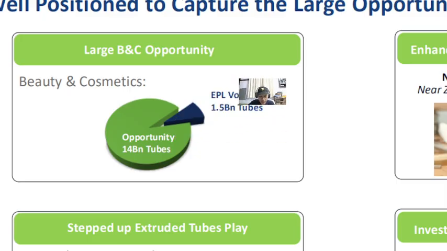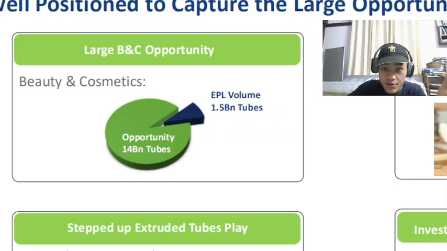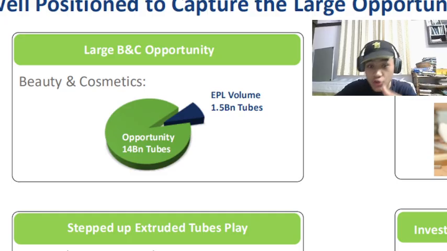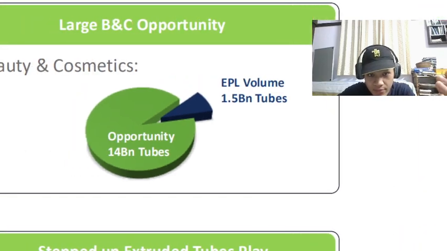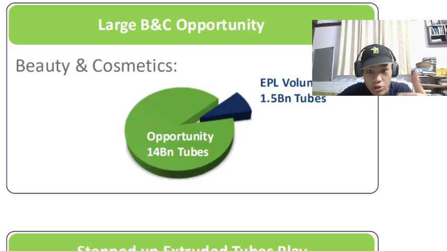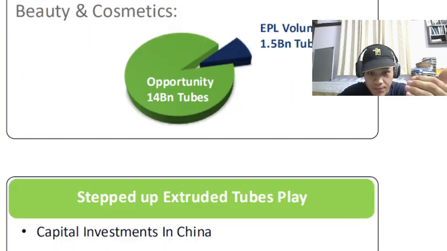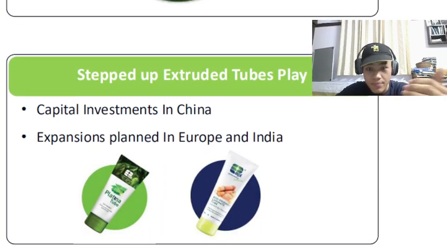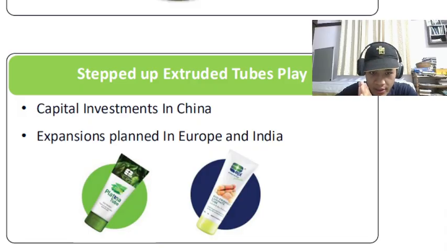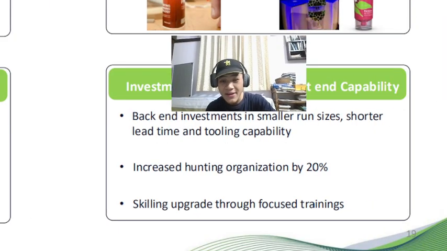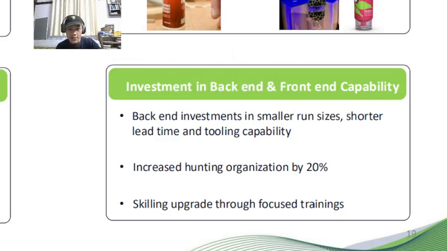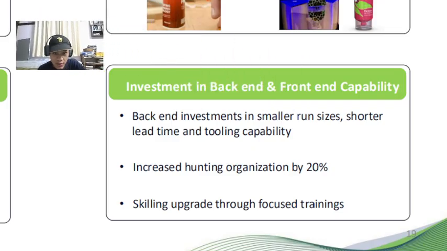Again, as said earlier, BNC or beauty and cosmetics, they look at it as their huge growth opportunity. So their volumes are 1.58 billion of the 14 billion total tubes market, that is the beauty and cosmetics. They're stepping up their extruded tubes play. So expansions they are planning in Europe and India, and they're making more capital investments in China. And investments in back end and front end capability.